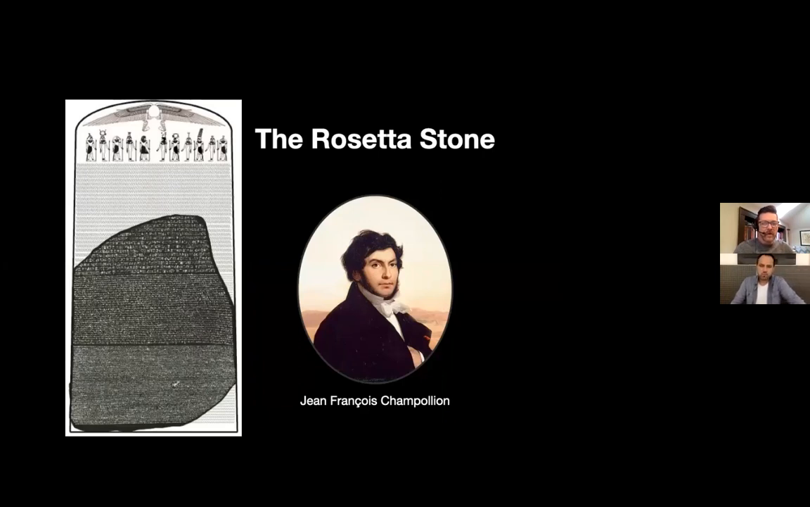If you look at the picture on the left there, you'll see the darker portion. That's what the French actually discovered. And then the larger picture is what we think it was part of, a larger stele.